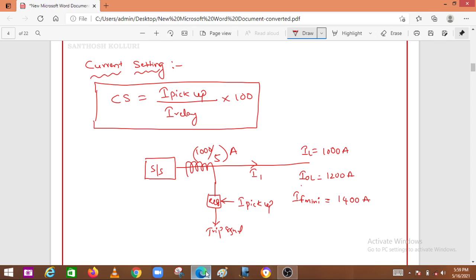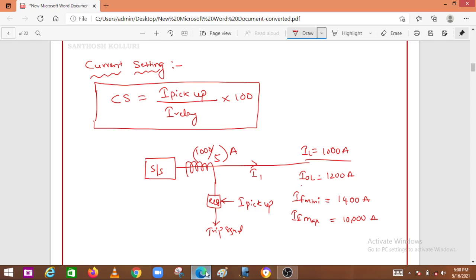What do you mean by sensitivity problem? The relay should not operate when it is not necessary. We know two types of problems are there, dependability and sensitivity. Dependability means the relay should operate when it is required, and sensitivity means the relay should not operate when it is not required. So for a load current of 1000 ampere, if the overload current is 1200 ampere, it has to be withstood. So I can take the minimum fault current as 1400 ampere, and generally the maximum fault current will be around 10,000 amperes. Let me say for example only.